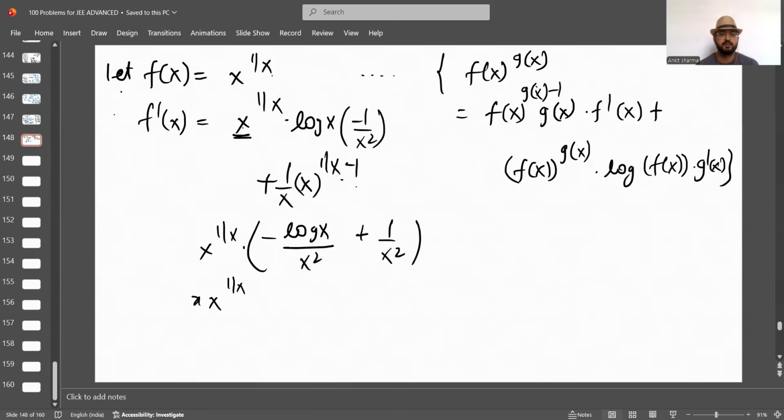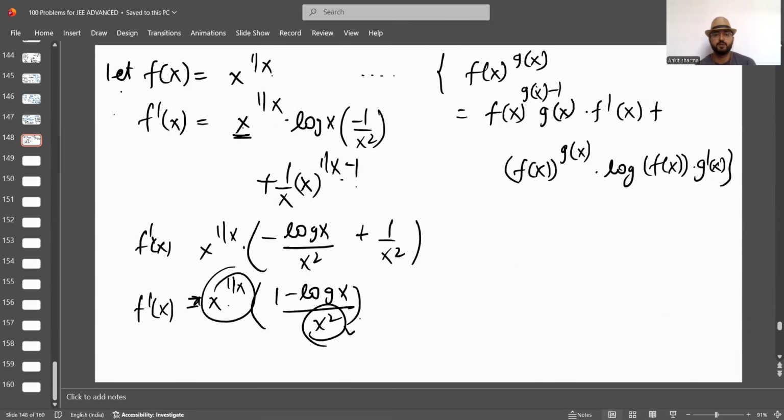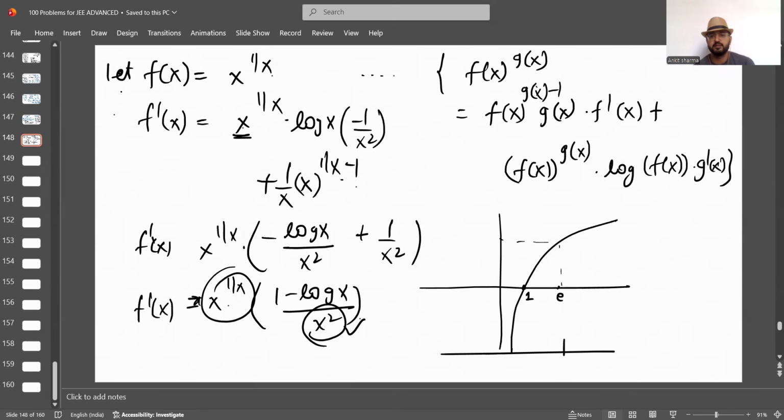We have to analyze this function. So f dash of x is equal to x to the power 1 over x and then 1 minus log x over x square. I know that this part is always positive, this also always positive. That means everything now depends upon 1 minus log x. If I look at the graph of log x, it goes this way. This becomes 1 at e. So here, if I look at the chart, this is e.